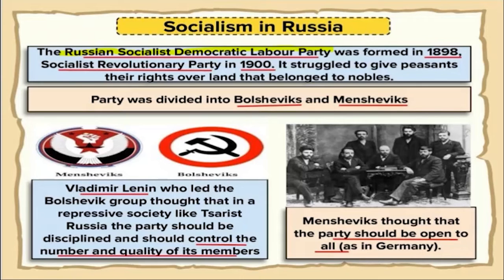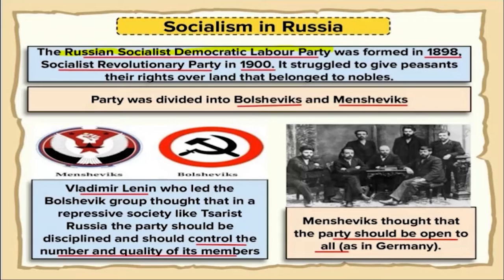The Bolsheviks were led by Vladimir Lenin, and the Mensheviks were the opposites. Means, the people who did not support the Bolsheviks were in the group of Mensheviks. Now Vladimir Lenin, who led the Bolshevik group, thought that in a repressive society like Tsarist Russia, the party should be disciplined and should control the number and quality of its members. So the Bolsheviks did not allow everyone to join their group. They thought that they should know the mindset and the quality of their members.